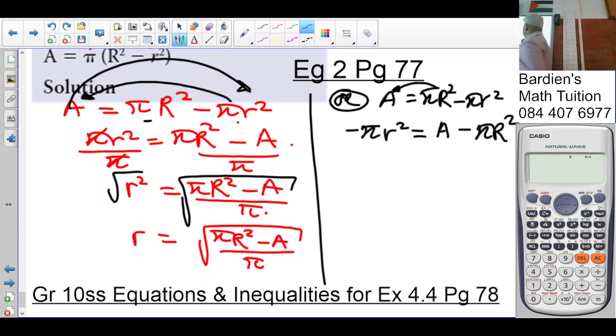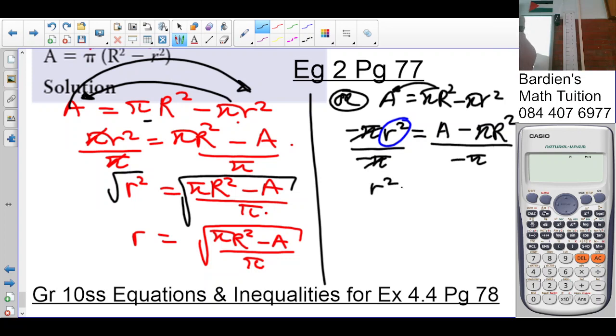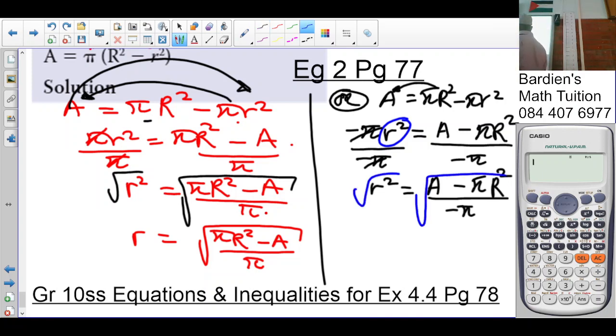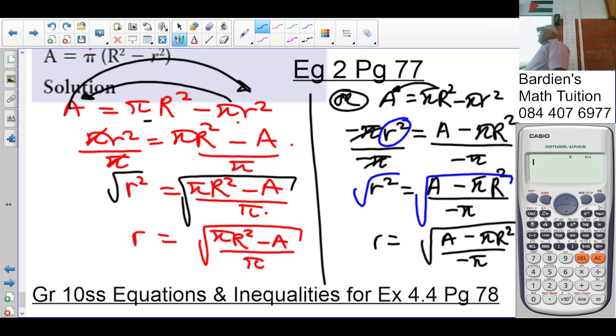So looking at this here, how do I get r squared on its own? Divided by negative pi. So that cancels. So r squared is equal to a minus pi r squared over negative pi. What do I do now? Square root both sides. As I said, it's going to be plus and minus, but the CS is only going to be plus. It is the square root of a minus pi r squared over negative pi. You see, it's the same. It's exactly the same. It's equivalent answers.